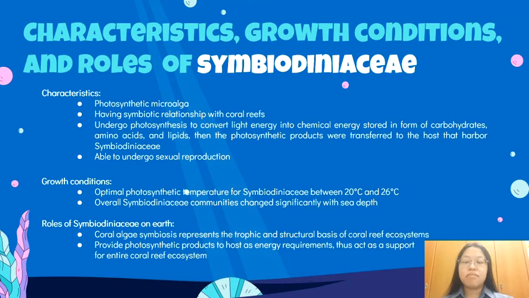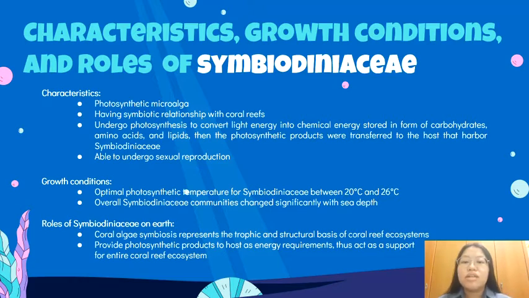Some Symbiodiniaceae cells have long striped chloroplasts surrounding the outer layer of cytoplasm, but some have short and discontinuous chloroplasts. Symbiodiniaceae is a photosynthetic microalga that forms a symbiotic relationship with coral reefs. The algae under the family Symbiodiniaceae undergo photosynthesis to convert light energy into chemical energy stored in molecules such as carbohydrates, amino acids, and lipids. These photosynthetic products are transferred to the host such as coral reef. It can undergo sexual reproduction as it contains meiotic genes and genes related to gamete formation. Besides that, Symbiodiniaceae has an optimal photosynthetic performance between 20 to 26 degrees Celsius. Their communities change significantly with varying sea depth.